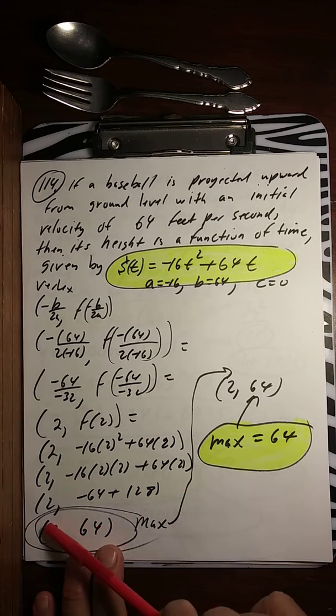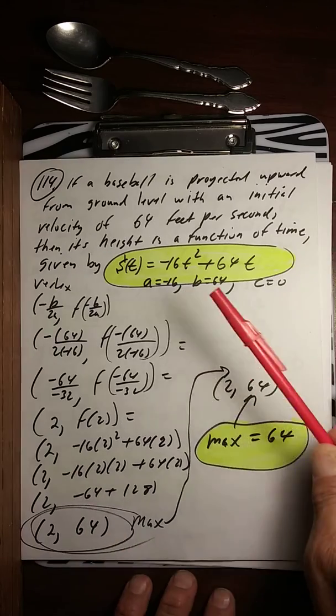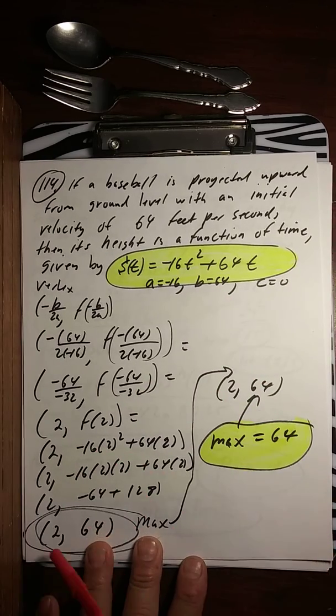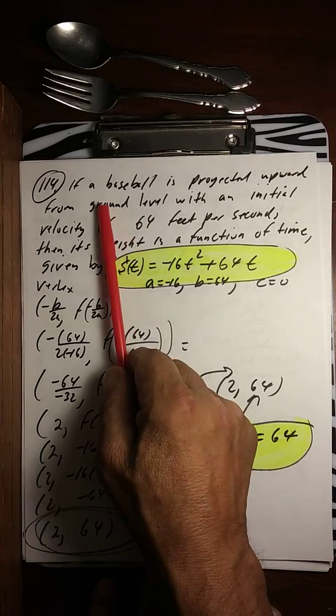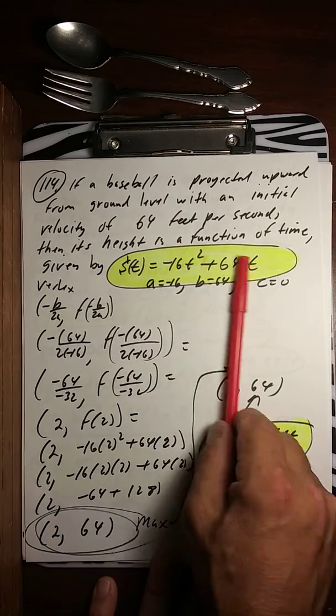Okay, a baseball is projected upward. So it's going from here like that. Now what happens when you throw it? It goes up, it comes back down, there's a max right there somewhere.